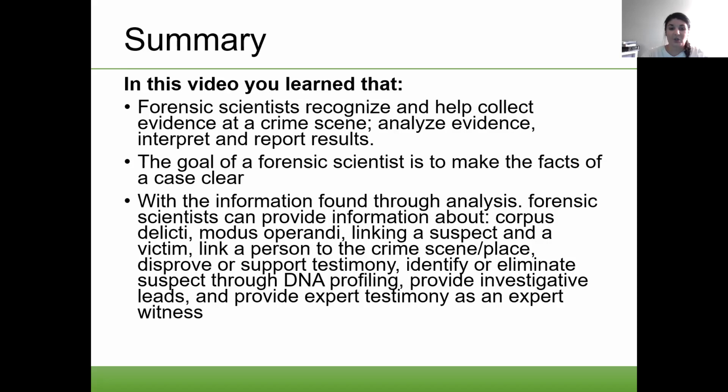Forensic scientists don't eliminate suspects based on their alibis, let's say they were at the drugstore at the time of the murder. That's not on the forensic scientist. The only way forensic scientists can identify or eliminate suspects is through DNA profiling. They also provide investigative leads and provide expert testimony as an expert witness.